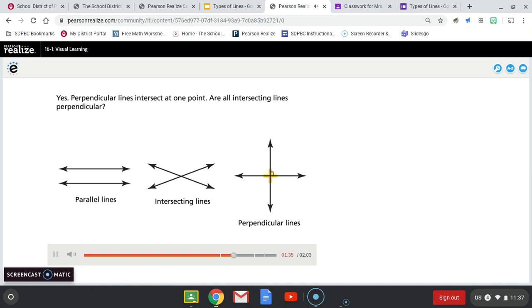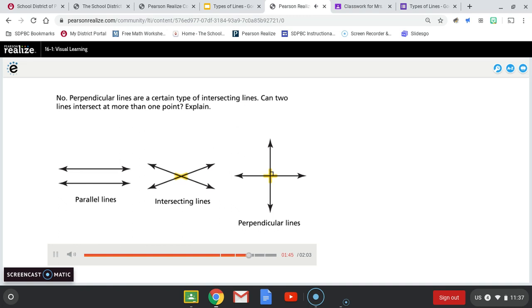Are all intersecting lines perpendicular? Well, no, because intersecting just means that they're touching. It doesn't mean that they're forming that perfect L. No, perpendicular lines are a certain type of intersecting lines.